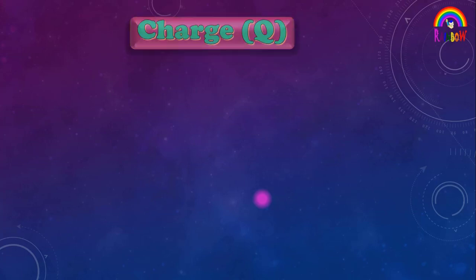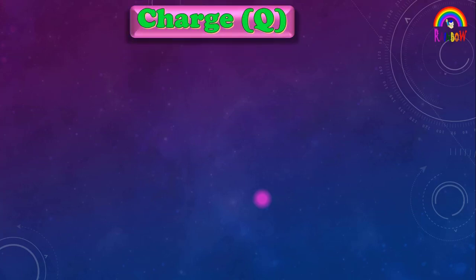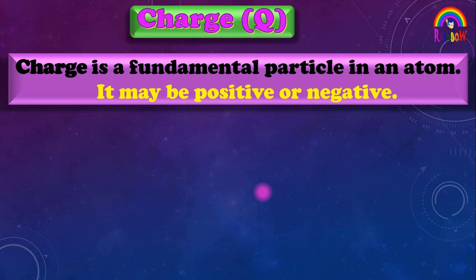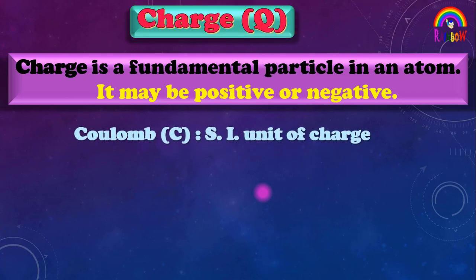Okay, children. We have been using the words charge and electric charge frequently, no? Then what is a charge? Charge is a fundamental particle in an atom. It may be positive or negative. In circuits having metallic wires, electrons constitute the flow of charges. Electric charge is denoted by the letter Q, and SI unit of electric charge is coulomb.